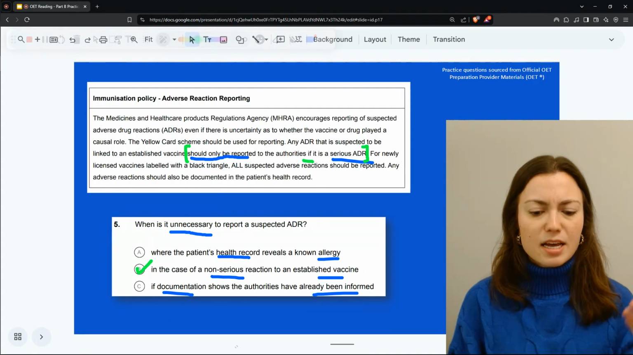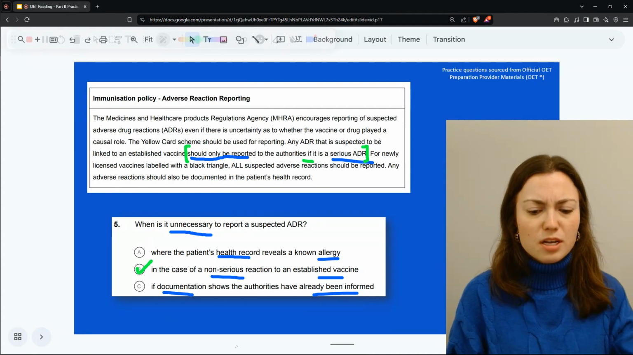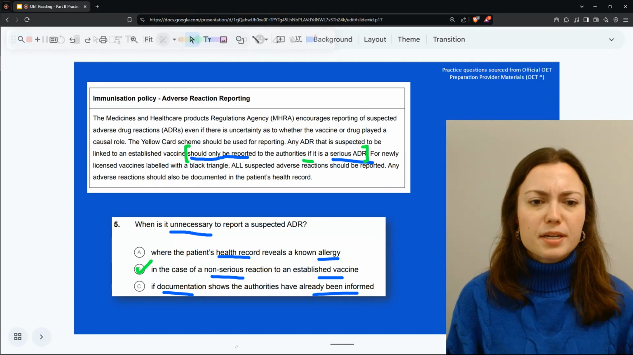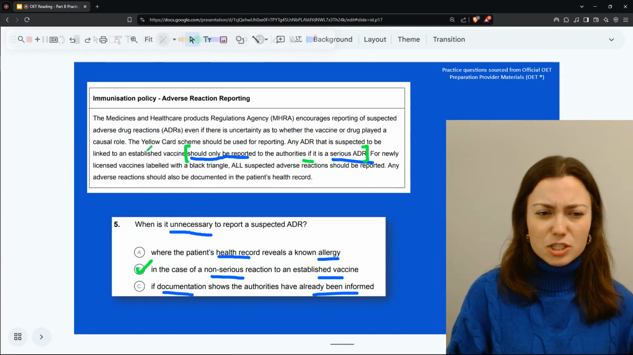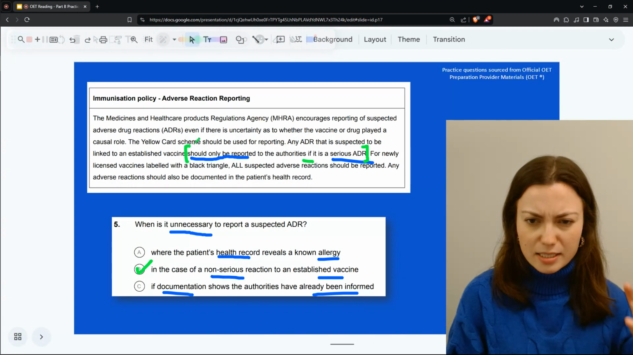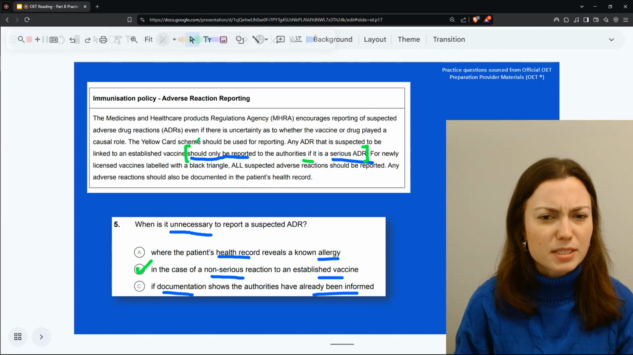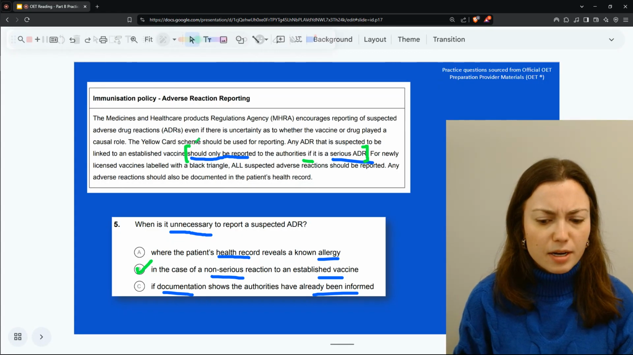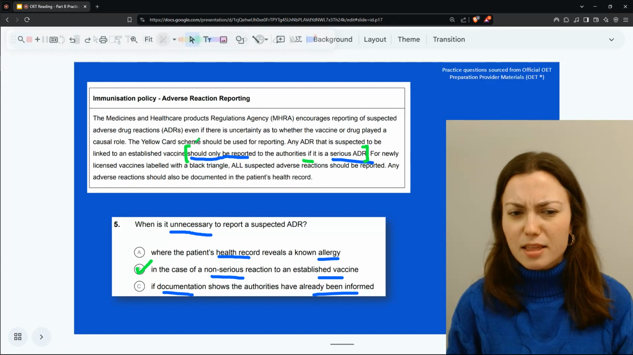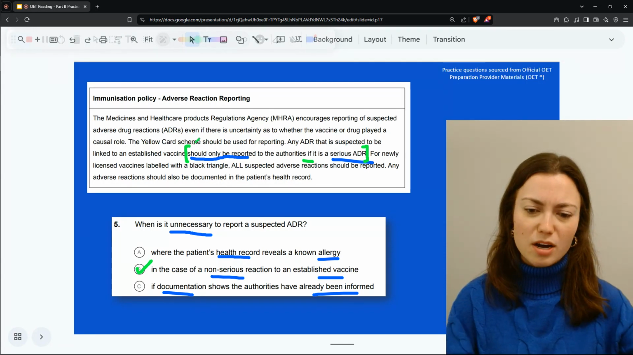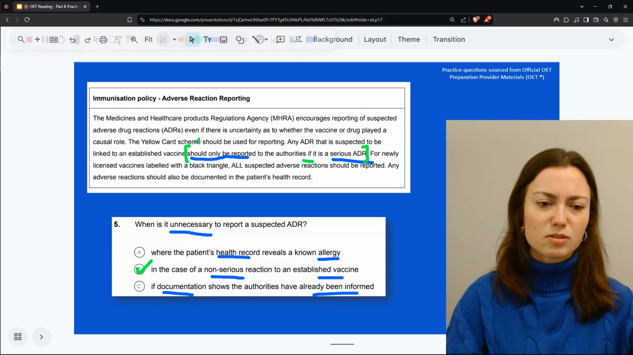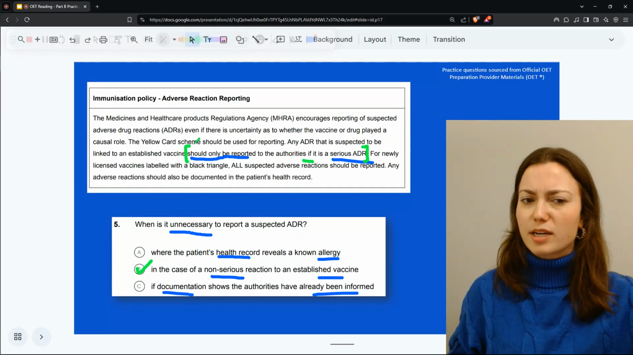And then in this case, if documentation shows the authorities have already been informed, there's not really mention of that. We have the yellow card as a method of reporting and documentation, but other than that, in terms of reporting, if they've already been informed, nothing in there. And again, back to the question, when is it unnecessary? So not only is there not a lot of evidence for C, there's also not anything to meet that criteria.